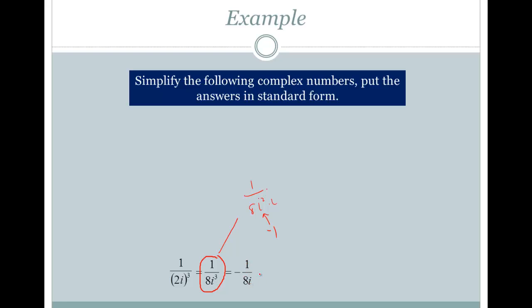Again, I can't have an i in the denominator, so I need to multiply top and bottom by i. I get negative i over 8i squared. Again, i squared is negative 1. That negative and that negative 1 are going to cancel, and I'm just going to get i over 8.